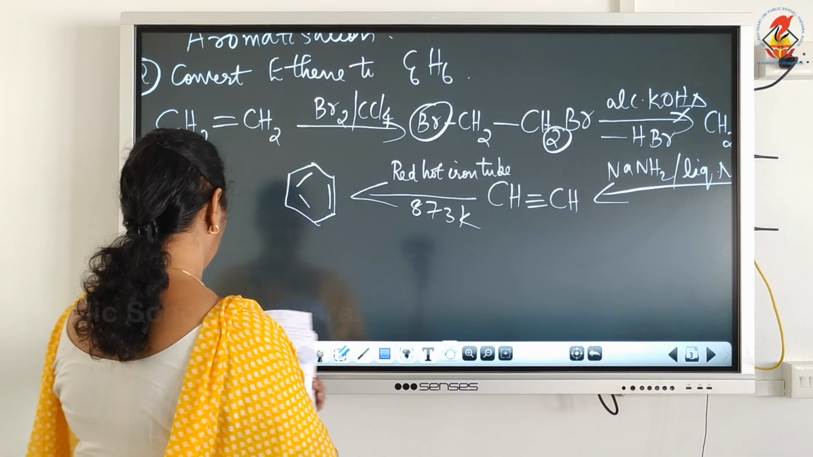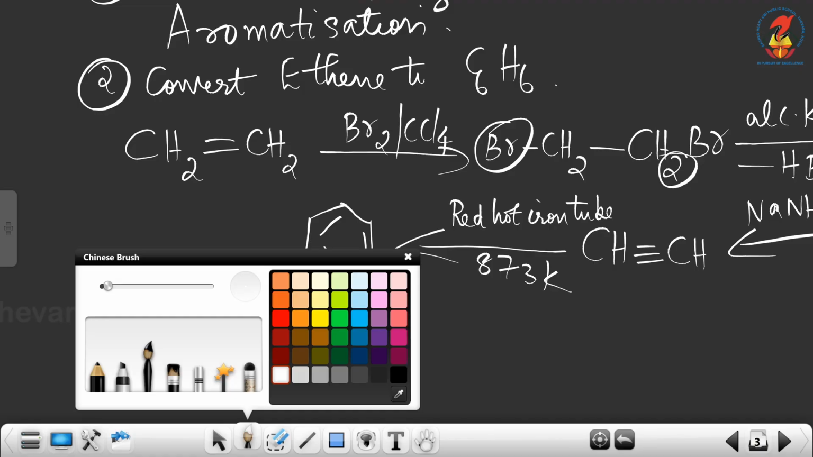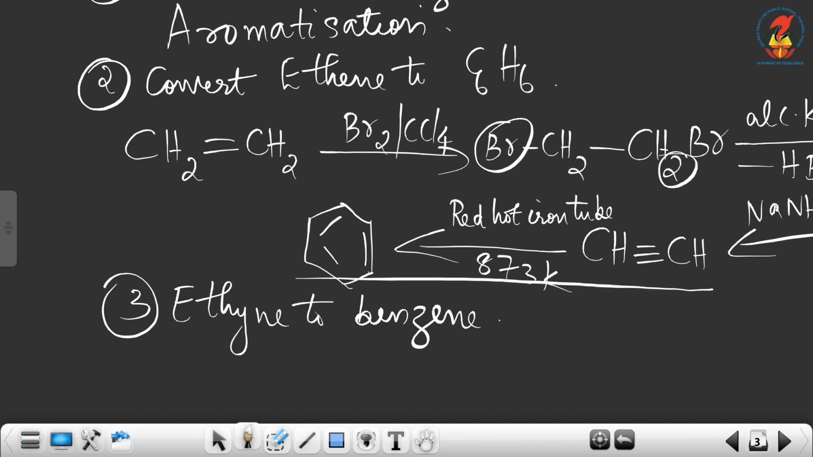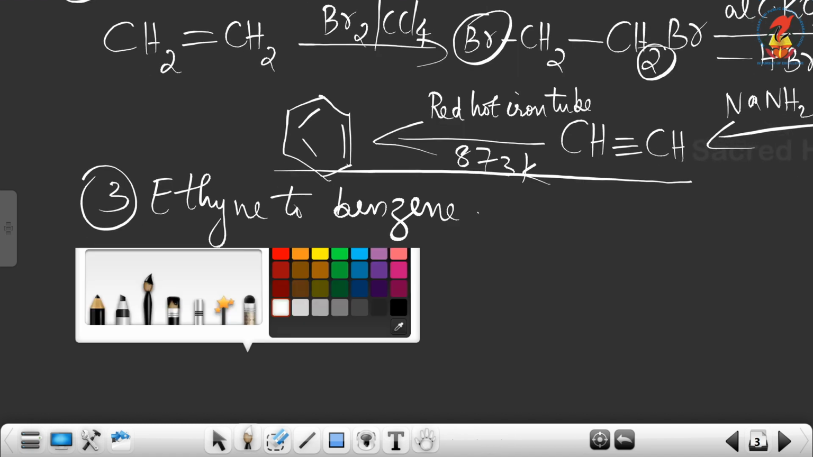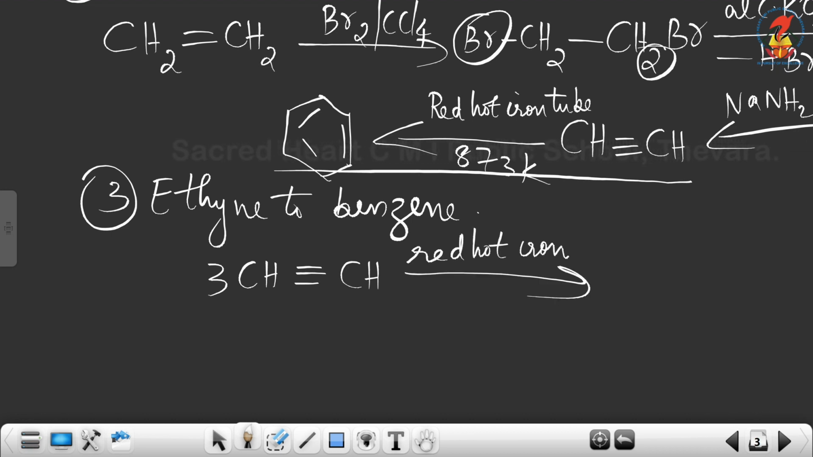Now the third method is the conversion of alkyne to benzene, that is, convert ethyne to benzene. So let's see how to convert ethyne to benzene. Number 3 is ethyne to benzene. So the step is the same, that is cyclic polymerization of ethyne. That is 3 molecules of CH triple bond CH. Pass it through a red hot iron tube at 873 Kelvin. You get benzene.